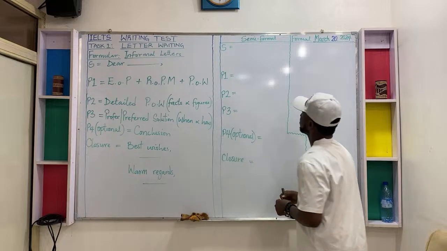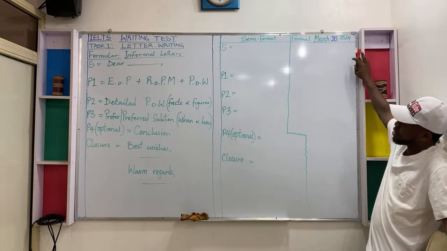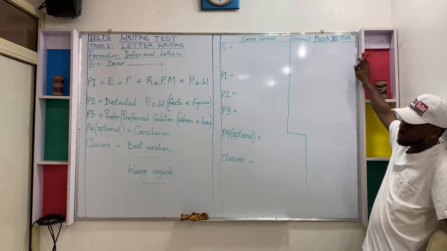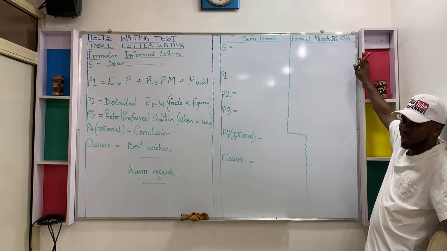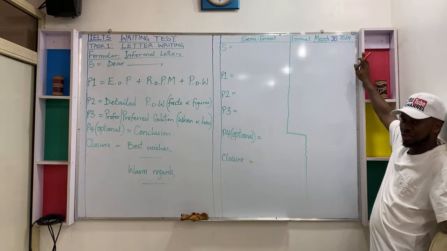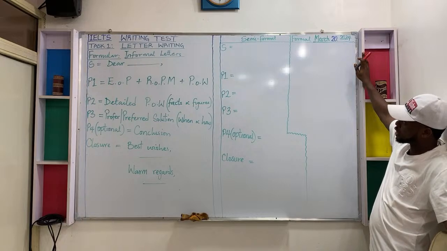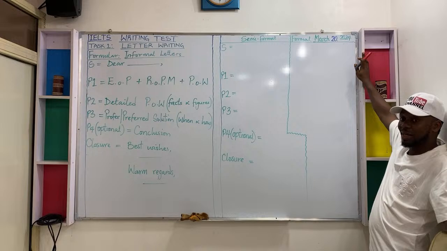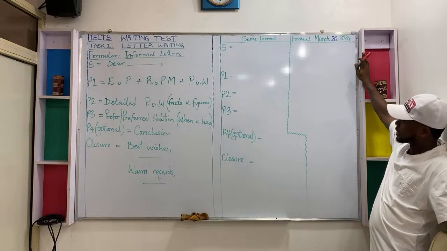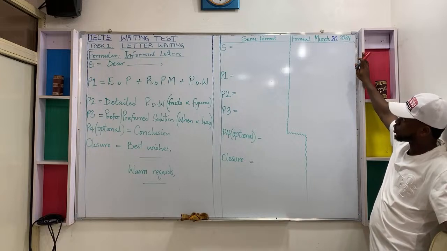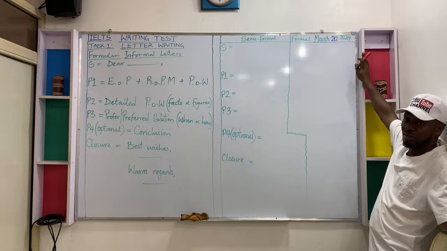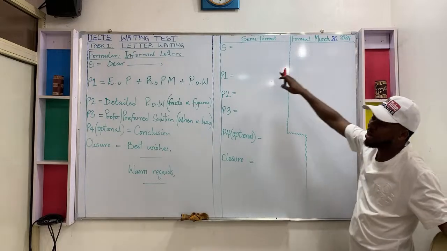What's a semi-formal letter? It's the type of letter we write to people that we have an official relationship with. Examples of semi-formal letters are letters we write to our former employers, our current employers or superiors at the office, our children's school management, our lecturers or professors, our landlords, our religious clergy, and our traditional rulers. These are semi-formal letters.